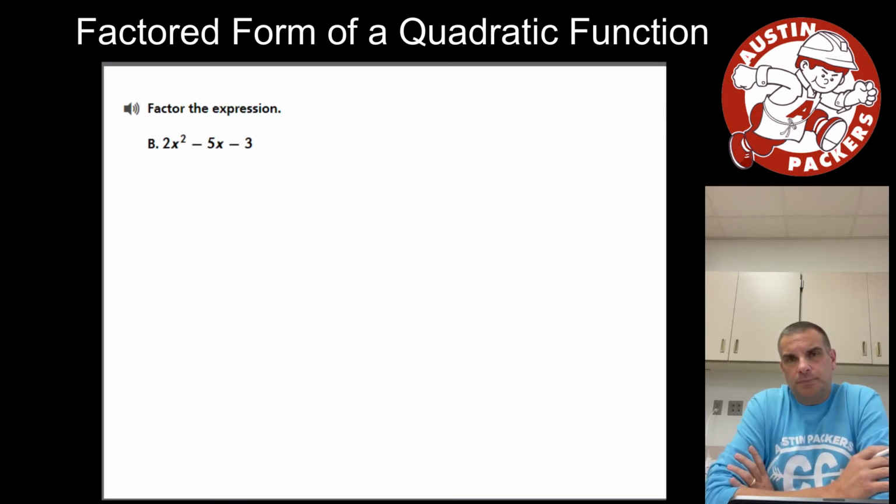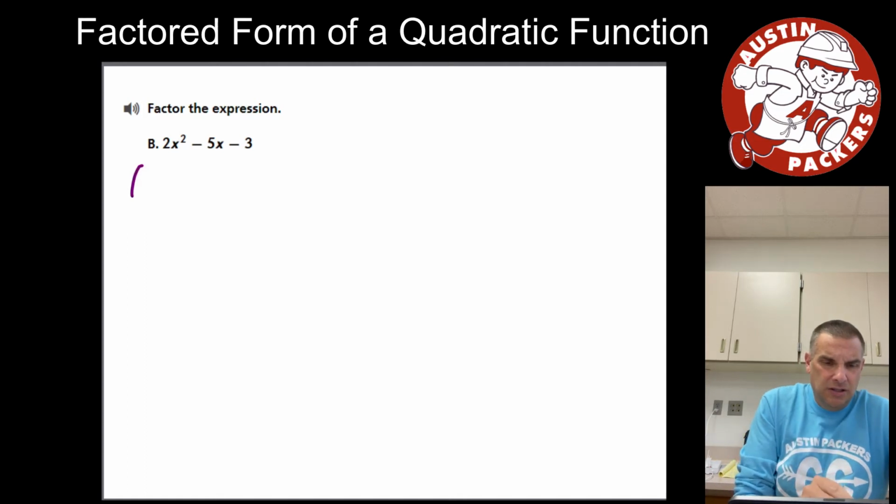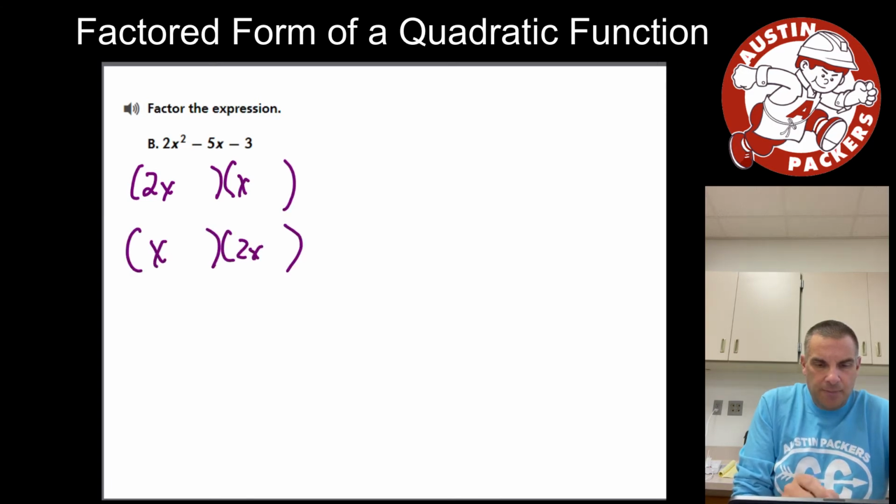Because now, guessing and checking, there's a lot of different combinations that you could have. I mean, you could go 2x and x, maybe it's x and 2x. You look at the symbol there, it's a minus. So if it's a minus and you're guessing and checking, that means one of these has to be a plus and one of these has to be a minus.